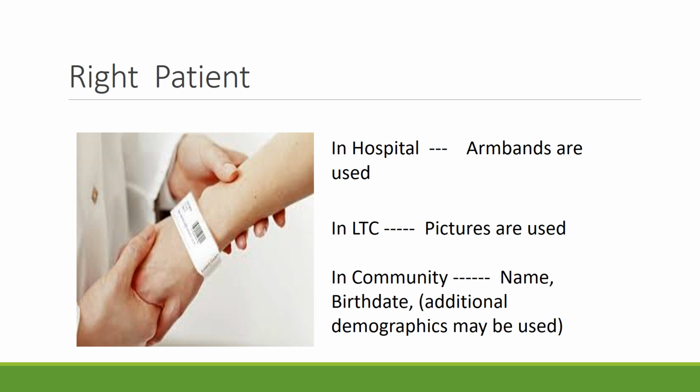In long-term care, such as nursing homes and assisted living facilities, pictures are used. These are actual photographs of the resident that are attached to the medication administration record and the chart, so that you can look at the picture and see if you've got the correct patient. In the community, such as in a doctor's office or a clinic setting, usually you're going to ask the patient to verify his name and birth date prior to administering medication.